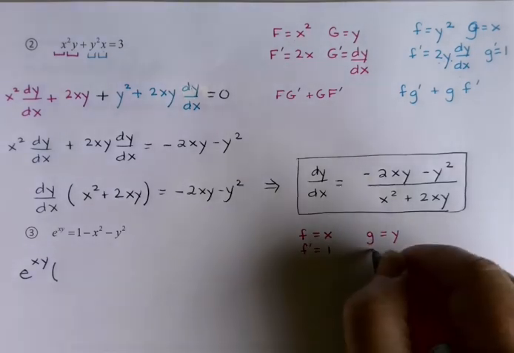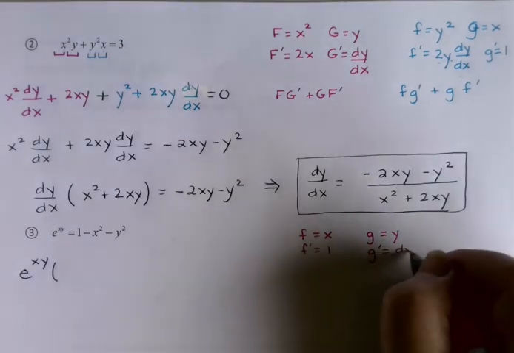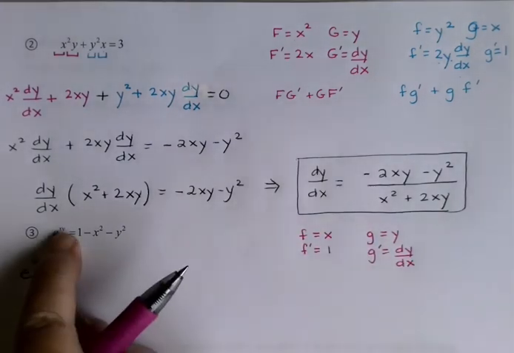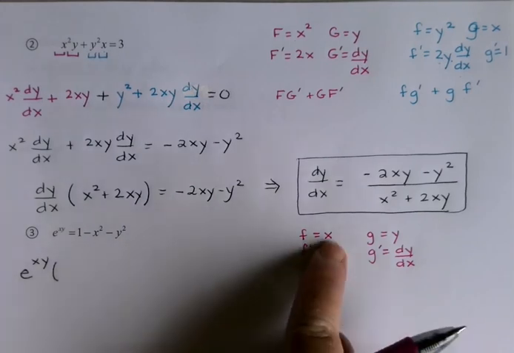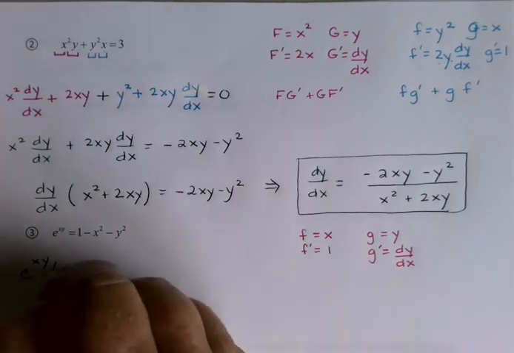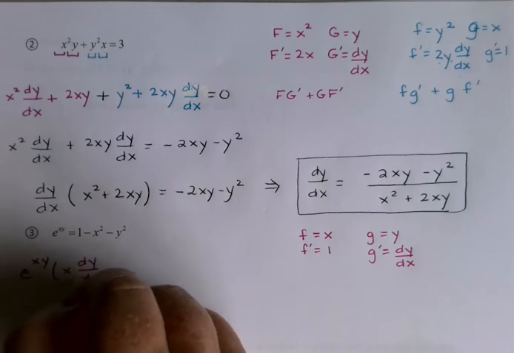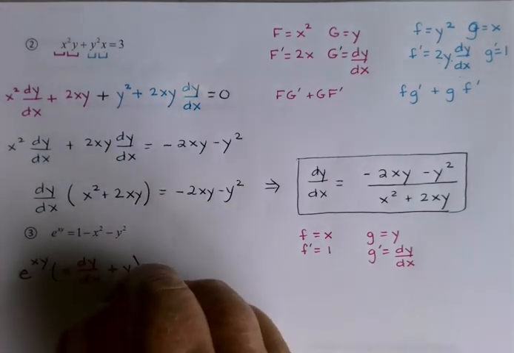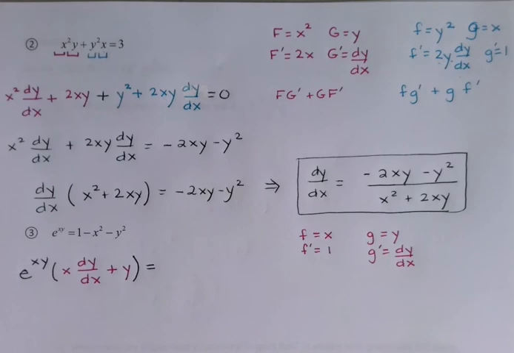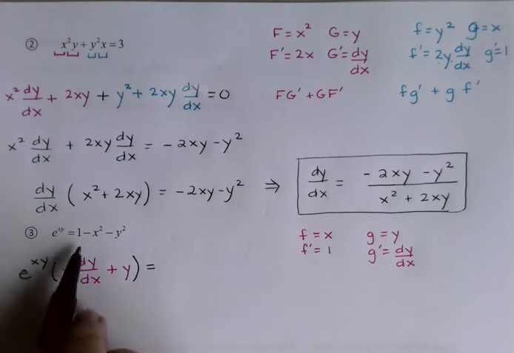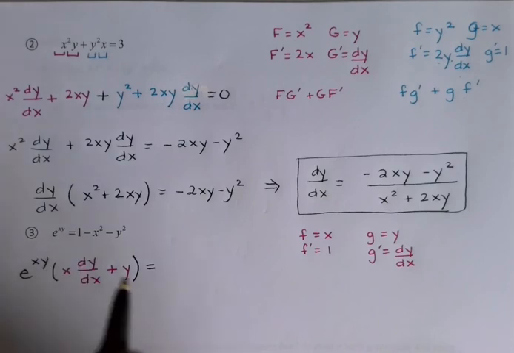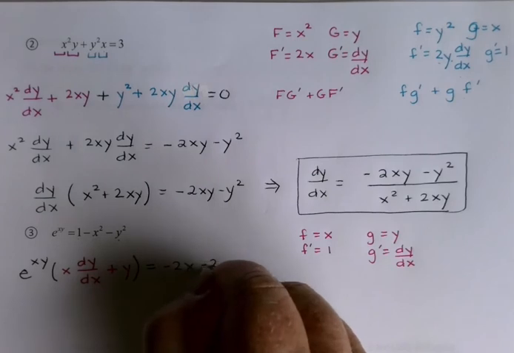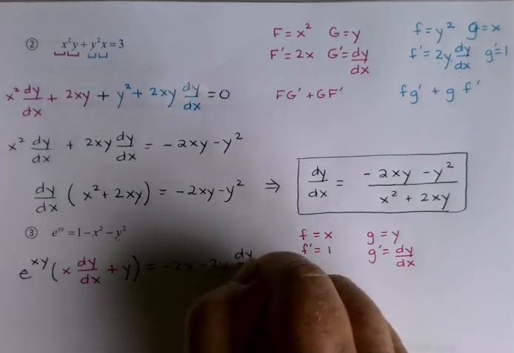F prime is 1, and g prime is dy dx. So for the chain rule, I'm going to have a product rule here. X dy dx plus 1 times y. And there's the derivative on the left. The derivative on the right, I would get 0 here, a negative 2x, and then a negative 2y, but times dy dx for the chain rule.